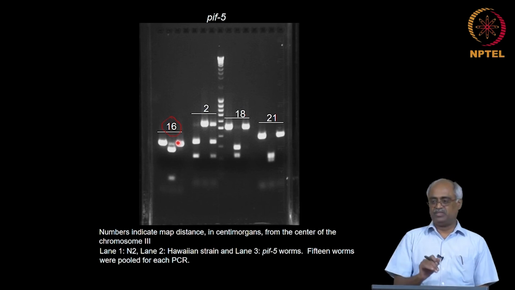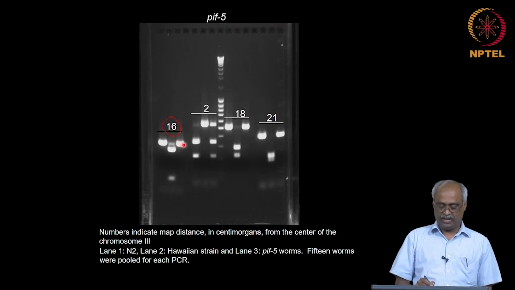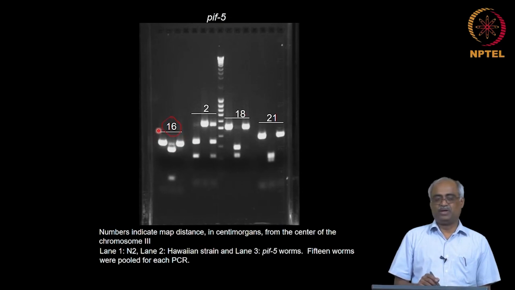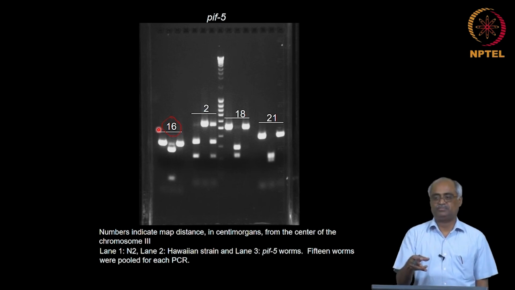I isolated DNA, PCR amplified it, and I am digesting. Now I find it is not getting digested; it is looking like N2. What it means is my mutation is closer to this SNP. How close depends on how many worms I took here.